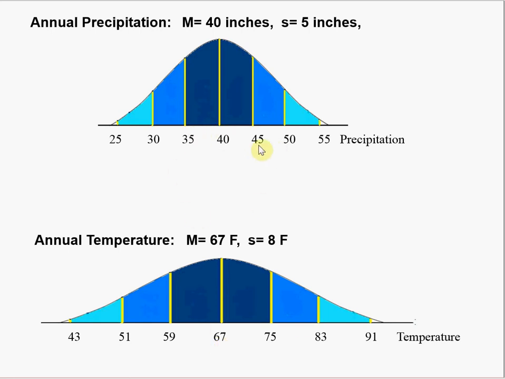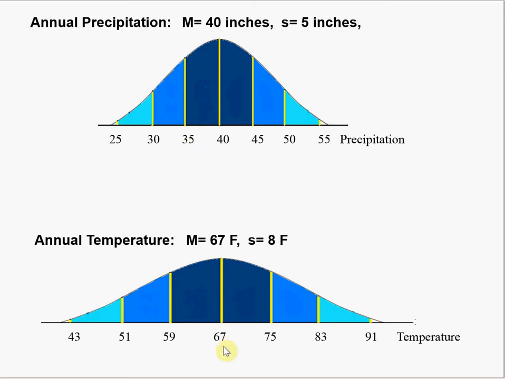On this chart, 45 is one standard deviation above the mean, above 40. 50 is two standard deviations above 40. 55 is three standard deviations above 40. 35 is one standard deviation below 40. 30 is two standard deviations below 40. 25 is three standard deviations below 40. So three standard deviations below 40, two standard deviations below the mean, and one standard deviation below the mean.